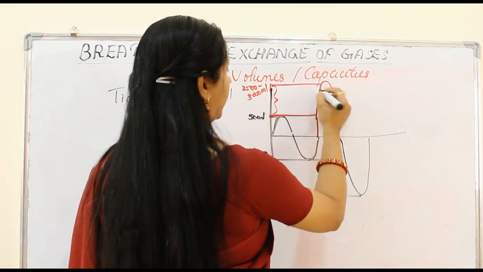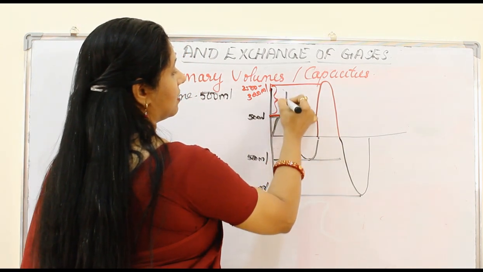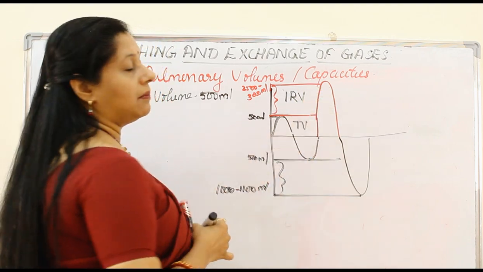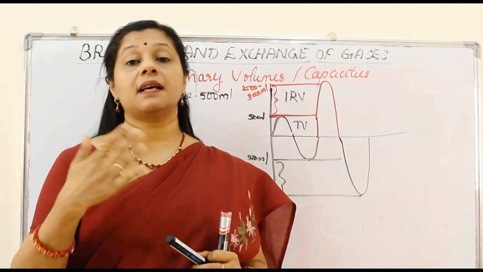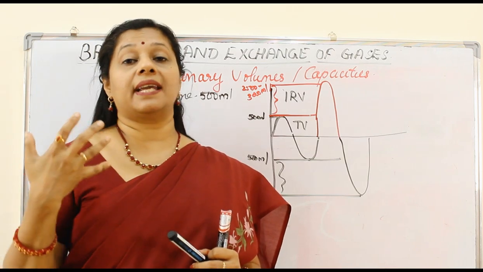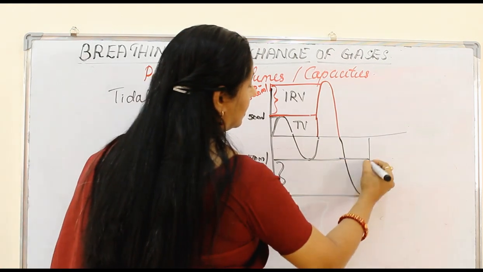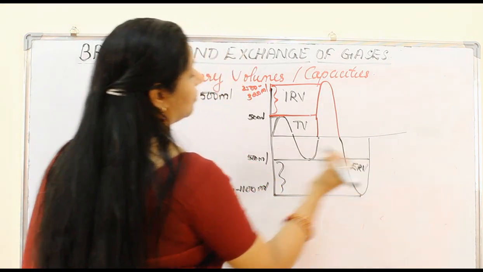This name I didn't tell you. This is tidal volume. Next is called IRV. IRV means inspiratory reserve volume. That is inhalation, how much reserve or extra volume I can take, that is the inspiratory reserve volume. If that is the case, this is the expiratory reserve volume.